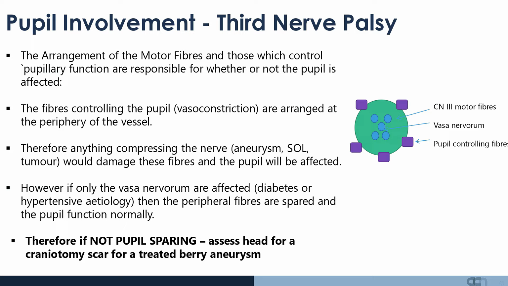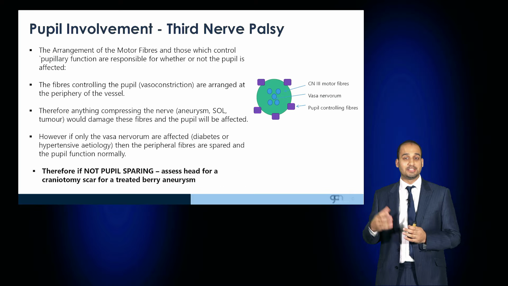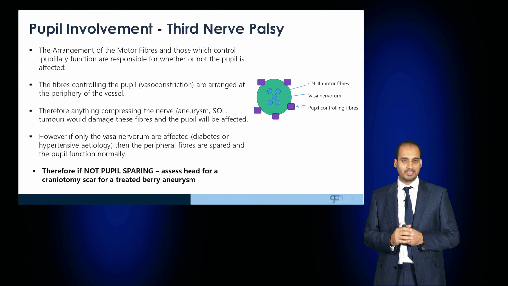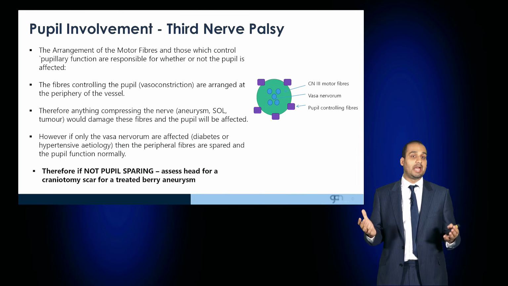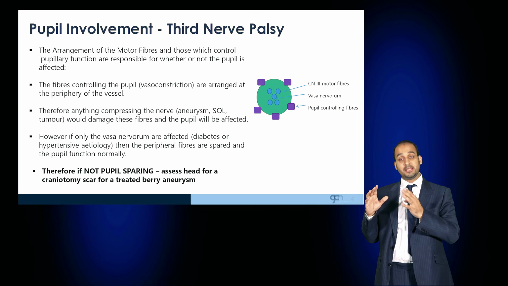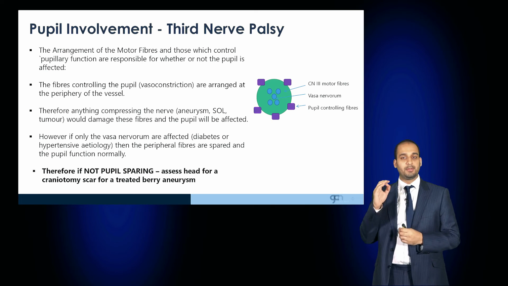Consequently, anything that extrinsically or externally compresses the third nerve will affect the pupil and will impair the constrictor mechanisms. And we consider surgical causes such as aneurysms, space-occupying lesions or tumours. But if only the vasa nervorum, the central fibers, are affected, e.g. due to diabetes or hypertension, the peripheral fibers are spared, then the motor control of the eye is lost, but the pupil is still able to constrict.